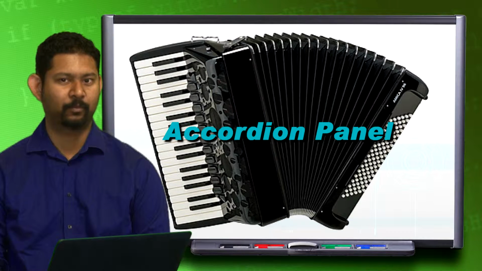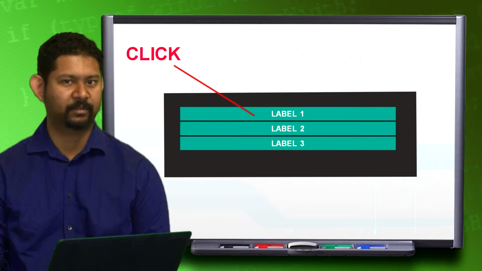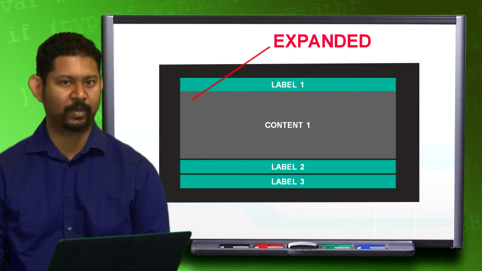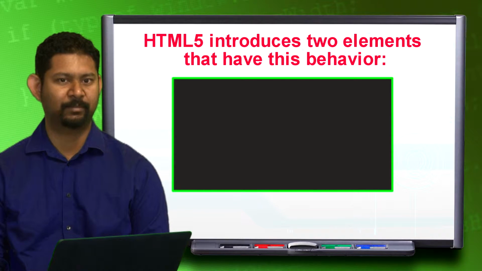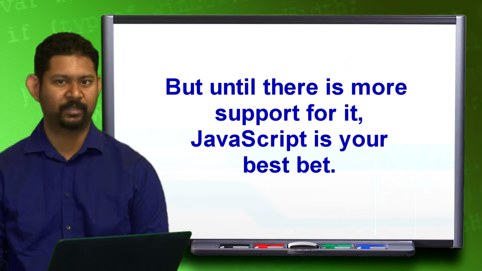The accordion panel works like this. You click on the title and the corresponding panel expands to show the content. HTML5 introduces two elements that have this behavior, details and summary. But until there is more support for it, JavaScript is your best bet.